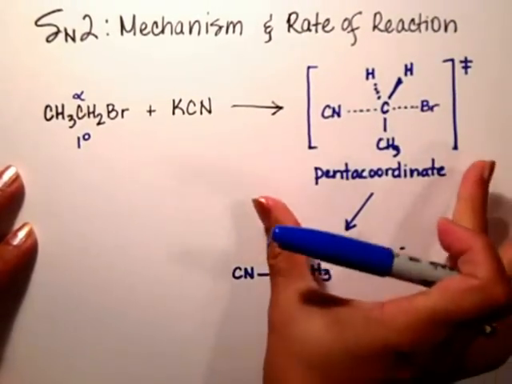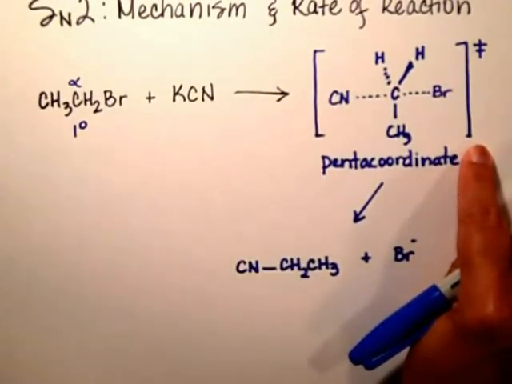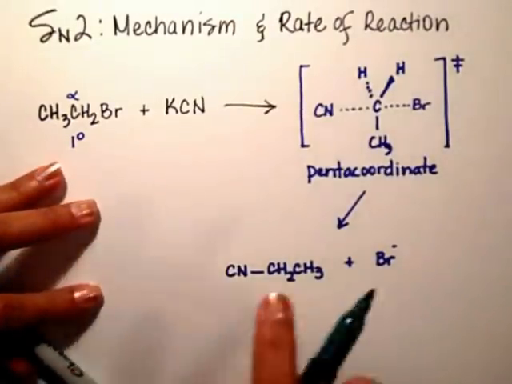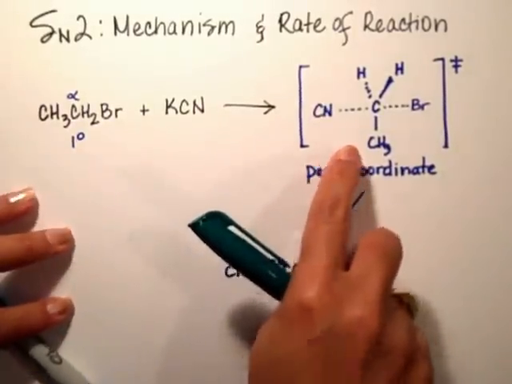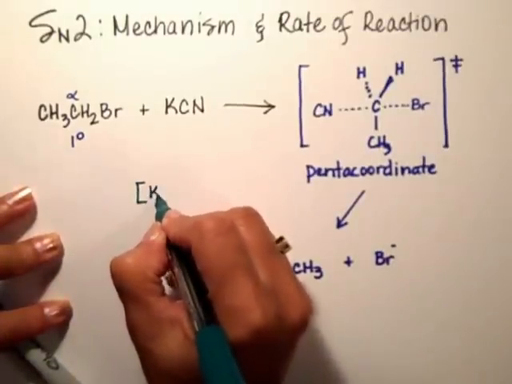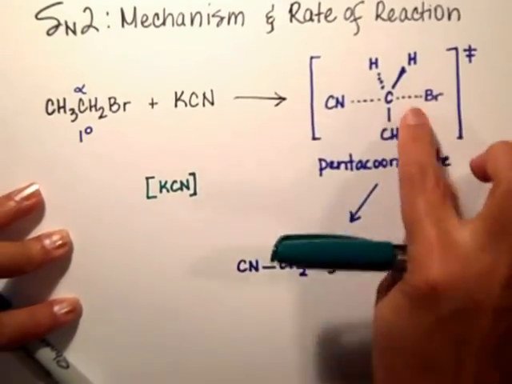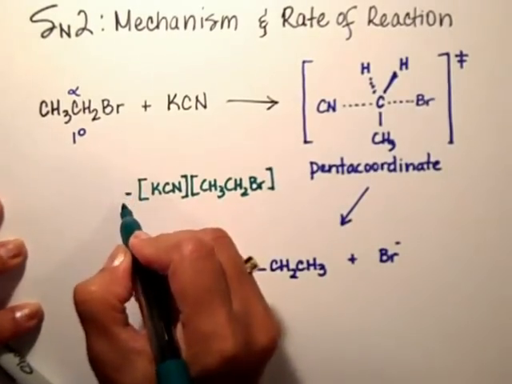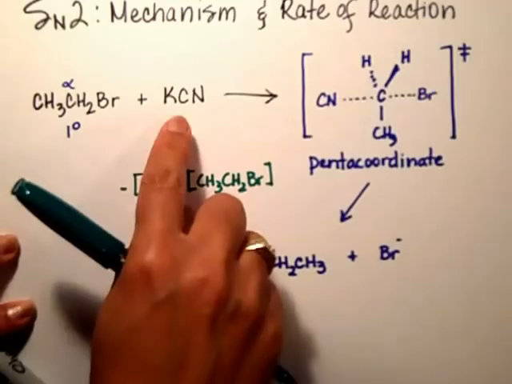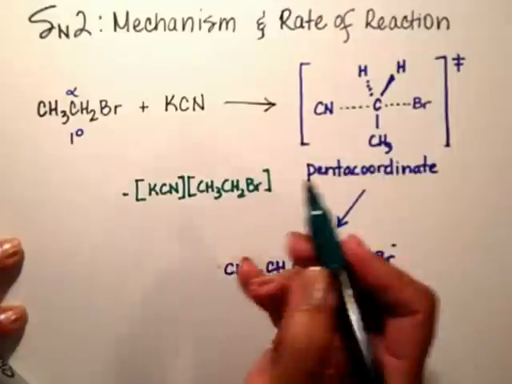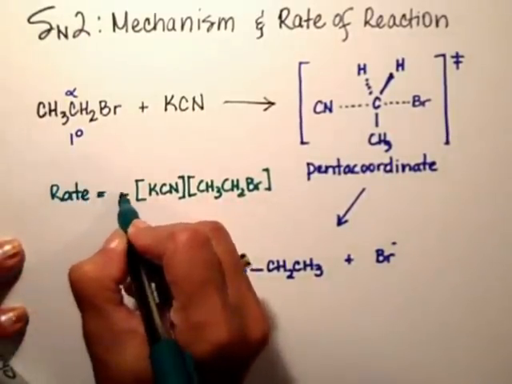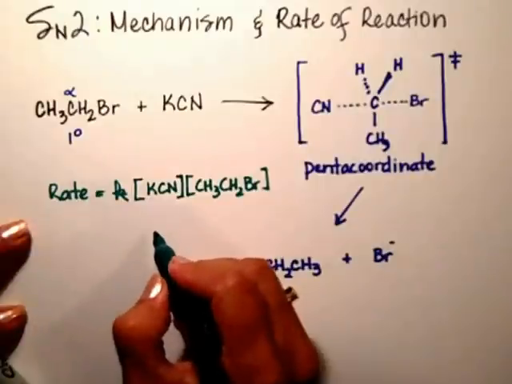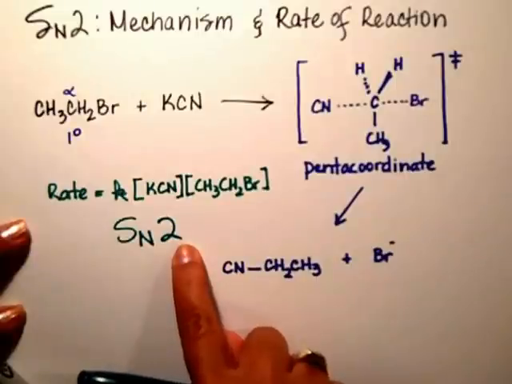Now, if you want to know the rate of the reaction, again, the pentacoordinate intermediate is the most difficult intermediate to form. So the formation of the pentacoordinate intermediate is going to be the rate determining step of the reaction. And I have 2 things coming together to form this intermediate. I have the nucleophile, which in this case is the cyanide, and I also have my alkyl halide in here. So the rate of the SN2 reaction is going to depend not only on the concentration of your alkyl halide, it's also going to depend on the concentration of the potassium cyanide, your nucleophile. So this is the rate of the reaction, and this is a bimolecular reaction, and that bimolecular is the number 2 that you see in the SN2 label of the mechanism.